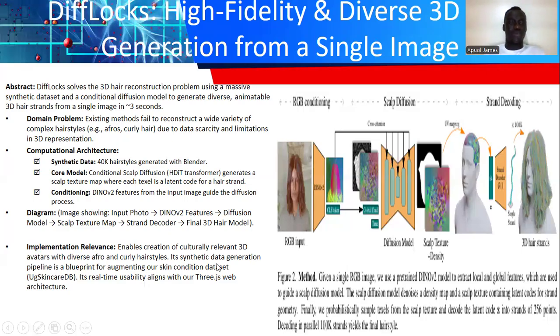As we can see from the diagram, first we input the image, and it uses the DINOv2 features on it. Then it directs them to the diffusion model, where they are converted to a scalp texture map, which is this one here. From there we have what we call the strand decoder, which decodes and gives us the full 3D hair, with nothing missing, even curly. Even Afro, it will still bring it out the same way.